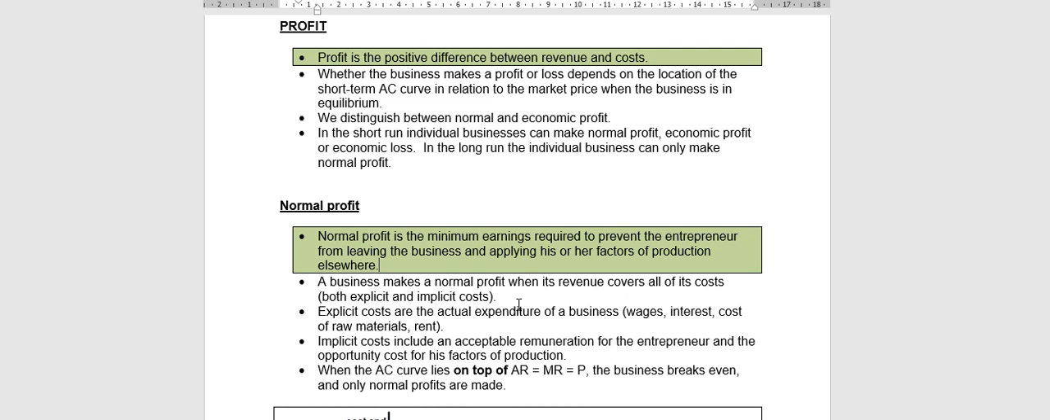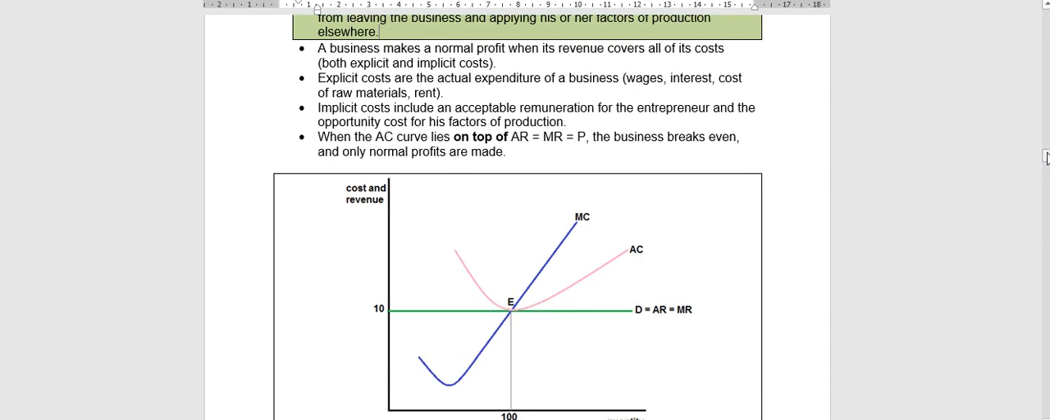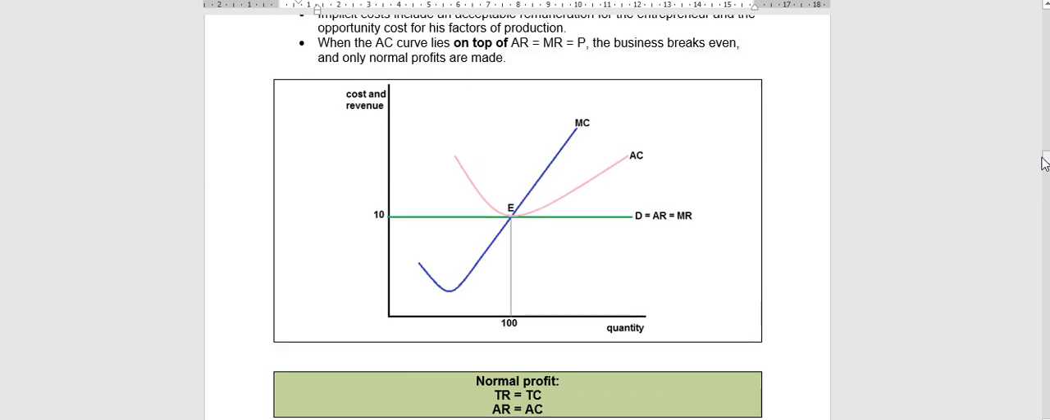Now, as I said in the previous lesson, we are not going to work with totals. We are going to work with averages. All right, we are now going to draw the graph, okay? But if we are saying that for a business to make a normal profit, its total revenue has to be exactly equal to its total cost, or its average revenue has to be exactly equal to its average cost.